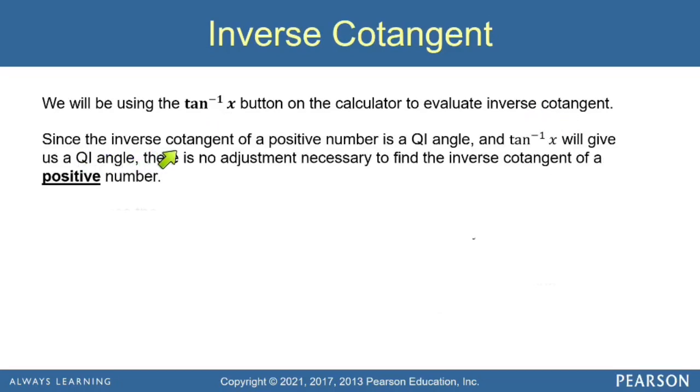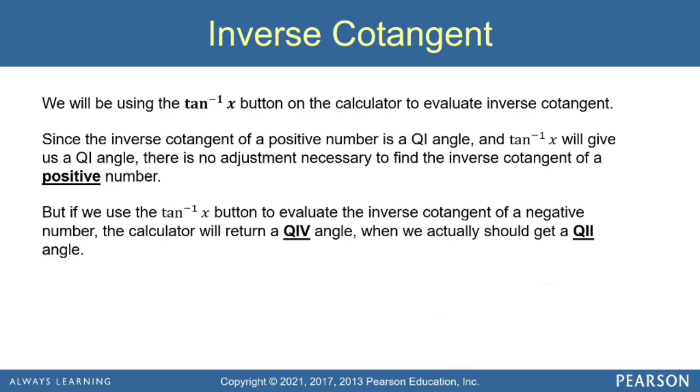Now, since the inverse cotangent of a positive number is a quadrant 1 angle, and the tangent inverse button on the calculator will give us a quadrant 1 angle, there's no adjustment necessary to find the inverse cotangent of a positive number. But if we use the inverse tangent button to evaluate the inverse cotangent of a negative number, then the calculator will return a quadrant 4 angle. But because we're trying to evaluate inverse cotangent, we should get a quadrant 2 angle.